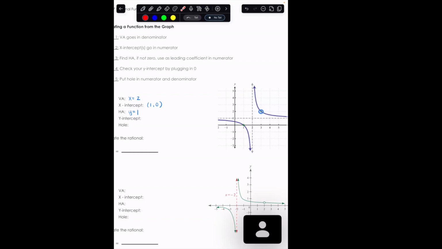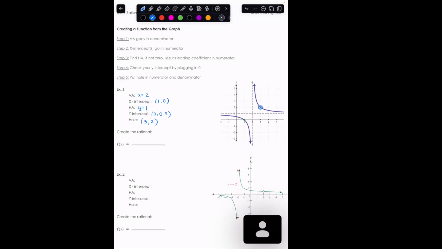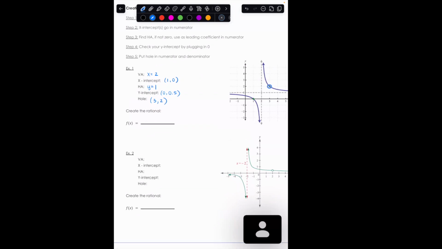A y-intercept, I have one right here. That looks like it would be 0.5. And then I have a hole at x equals 3. So I have a hole here at 3. And the y value there looks like it should be 2, but it is actually not because it's a hole.